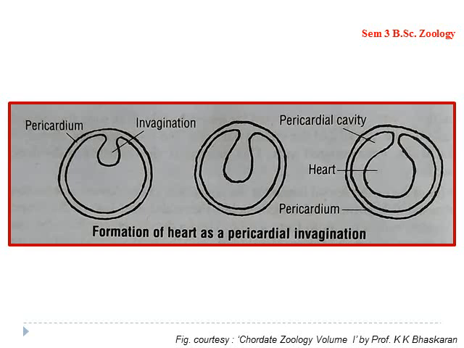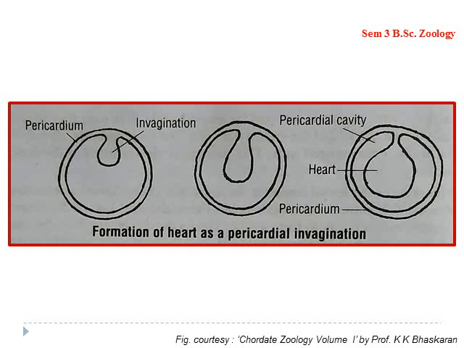So here we can see how the heart is formed by the invagination of the pericardial wall. In the first figure, you can see there is just a small inpushing into the lumen of the pericardium, where it is filled with pericardial fluid.